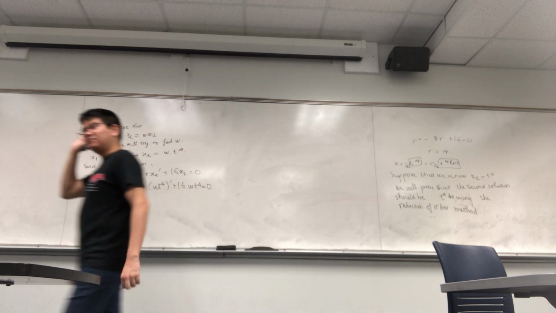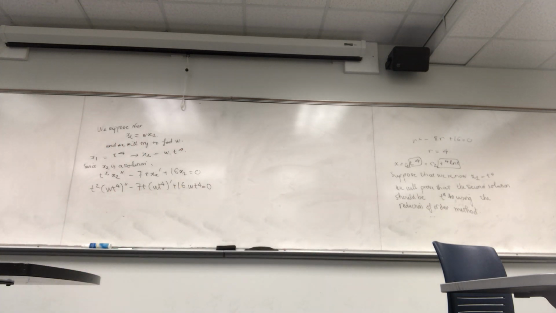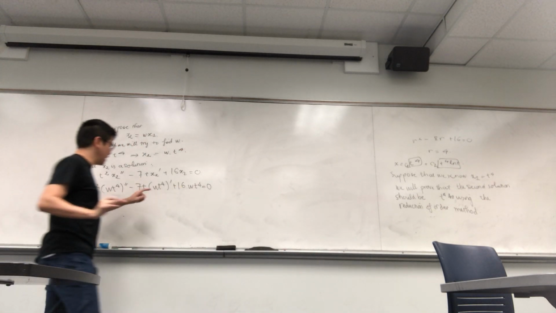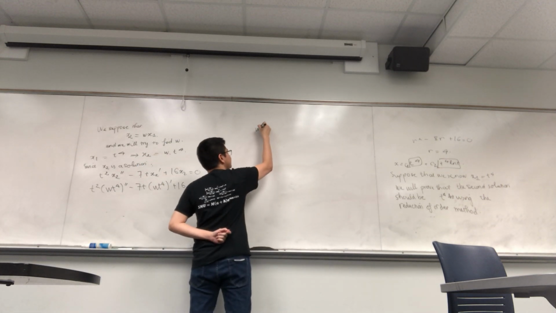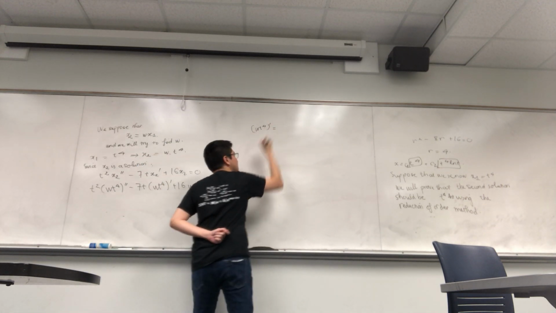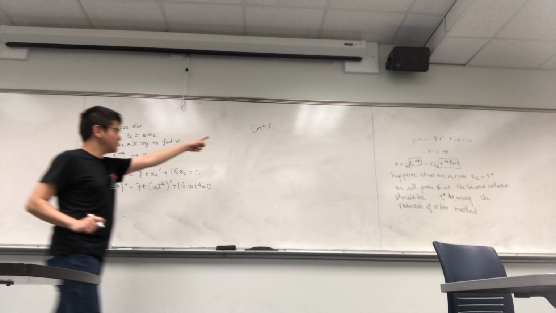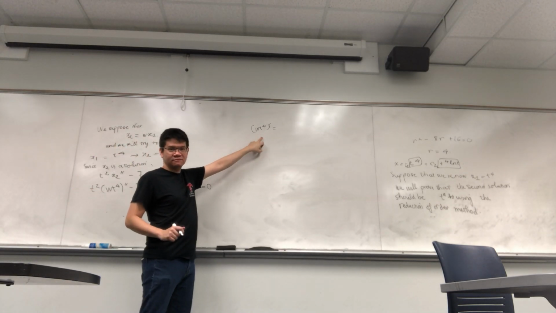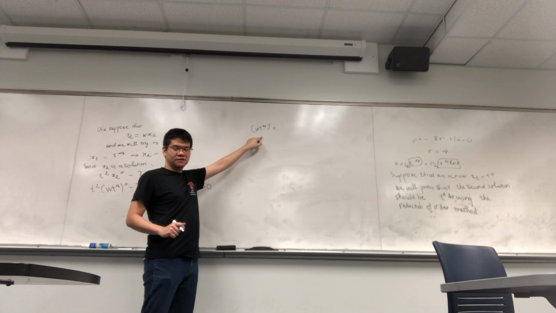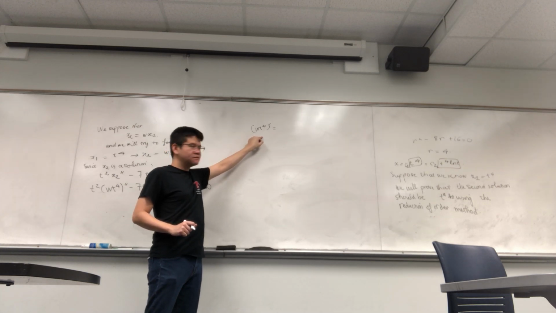All right, now I have to take the first and the second derivative of this guy. So what is (w t to the 4) prime? I want to take the derivative of this guy. Well, the first derivative would be W times 4t to the 3, and then plus t to the 4 times the derivative of W.